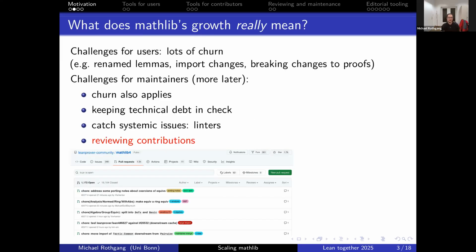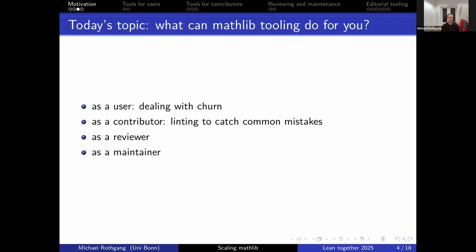So I am a believer that at some point, computers are there to help us and tooling is there to help us. So let's talk about tooling for all of this. What can Mathlib tooling do for you? And I'll examine this question from several perspectives. If you're a user of Mathlib, be it for teaching or some project depending on Mathlib, if you're contributing to it, if you're a reviewer of Mathlib, or if you're a maintainer and you want to make sure the whole library stays together and doesn't explode or collapse under its own complexity.